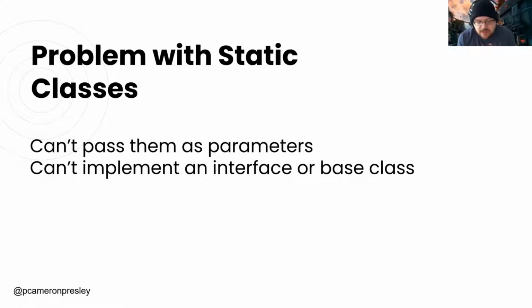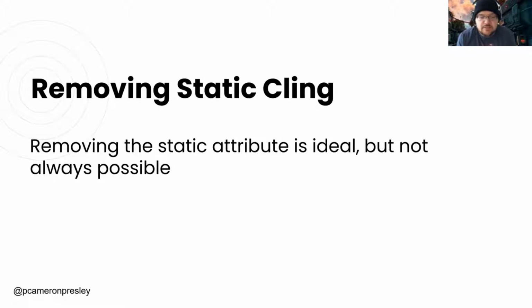And the reason why we have to make it non-static is because if it's a static class, you can't pass them as parameters. They just are. They just be. And static classes can't implement interfaces or base classes. So you can't inject them, and they don't have abstractions. So we're kind of busted in both ways. So how do we get rid of the static cling? I've mentioned it. If you can remove the static keyword, great, go do it. But most of the time you can't.